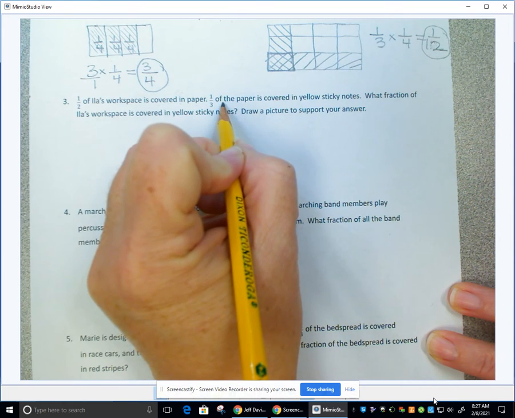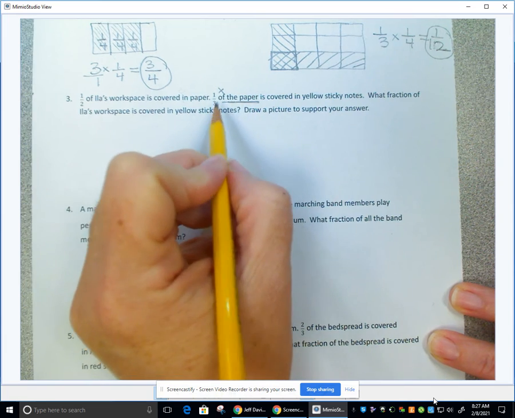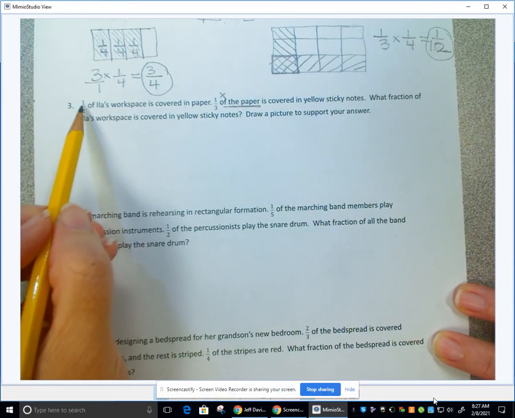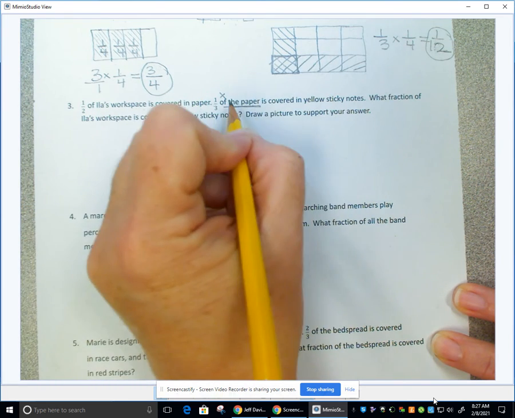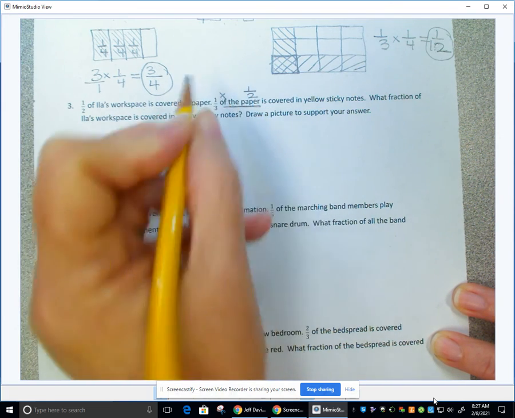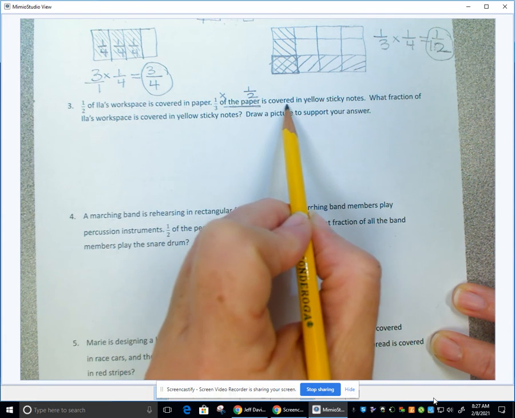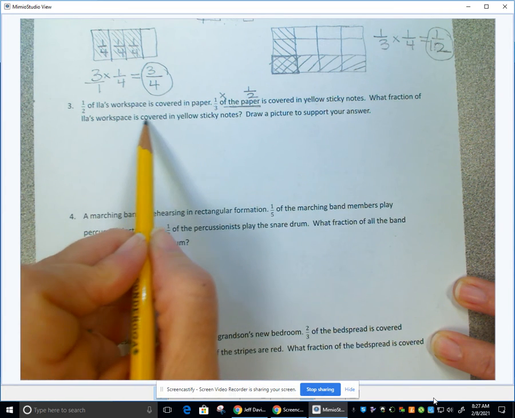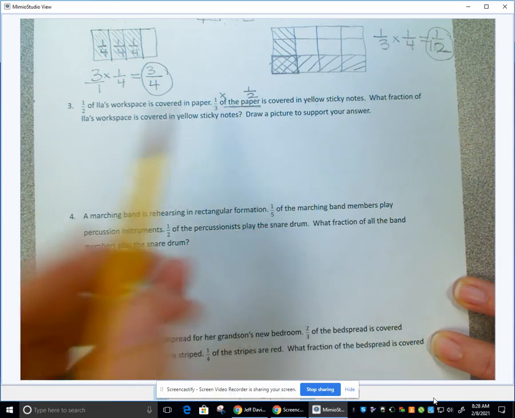1/3 of the paper, we know of means to multiply. I want 1/3 of, what was the paper? Look, it says half of Isla's workspace is covered in paper. So 1/3 of the paper, that means I want 1/3 of half. 1/3 of the paper is covered in yellow sticky notes. What fraction of Isla's workplace is covered in yellow sticky notes? Draw a picture to support your answer.